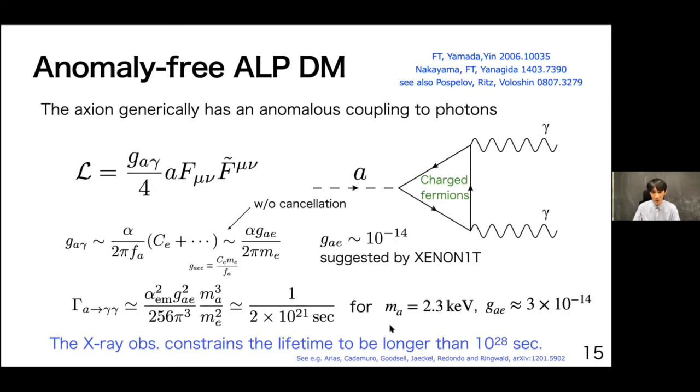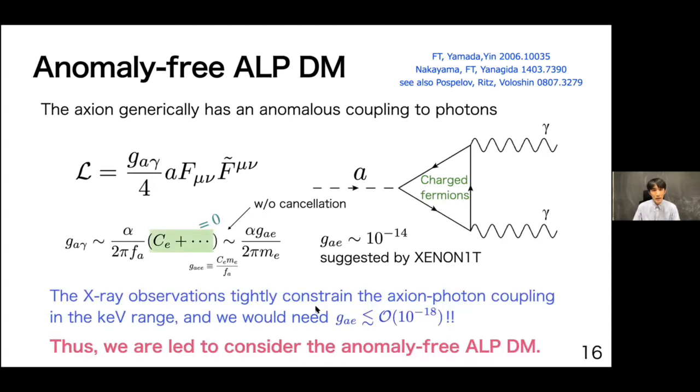And of course, we are not the first to point this out, and it has been known for a while. For instance, please look at this paper. But anyway, we have to suppress the axion photon coupling to satisfy this X-ray bound. So this motivated us to consider the so-called anomaly-free ALP dark matter, where the axion photon couplings are canceled out. So we have various contributions from different fermions, but the PQ charge assignments are such that those contributions are canceled out. Okay. Then we can suppress the axion photon coupling, and we can satisfy the X-ray bound.